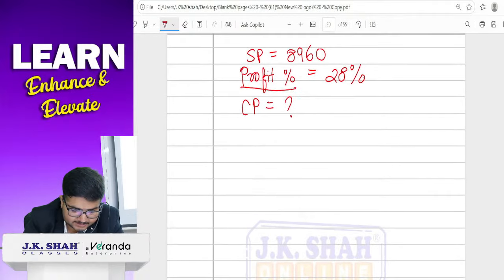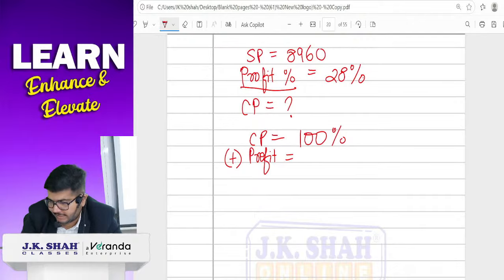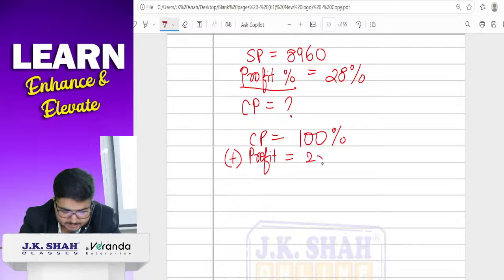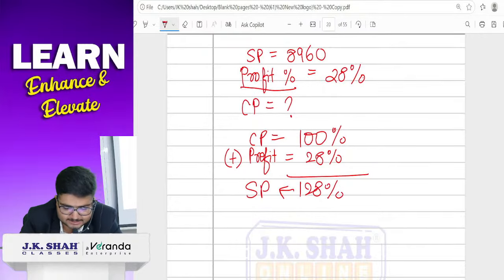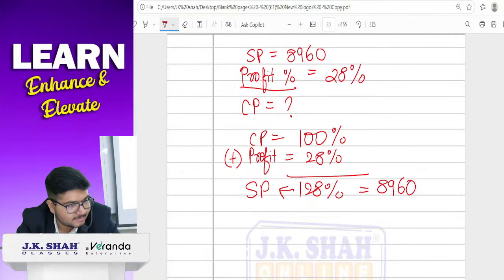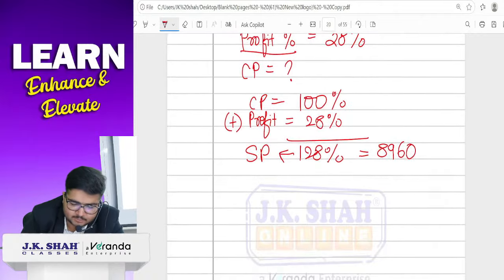Now please understand, here it is profit, so I will start the sum with cost price. Cost price will be 100%. Then I will add profit, because here it is profit, so I have to add. I subtract in case of loss, add in case of profit. 28% I will be adding. Answer is 128%. Now do you know what is 128%? This is your selling price, and selling price is given, so 8960 is equal to 128%. You have to find out 100%.